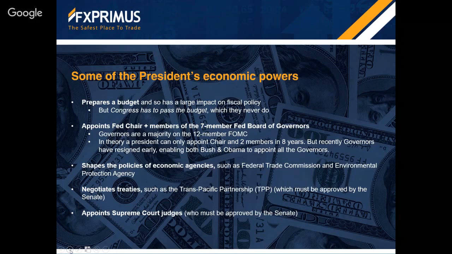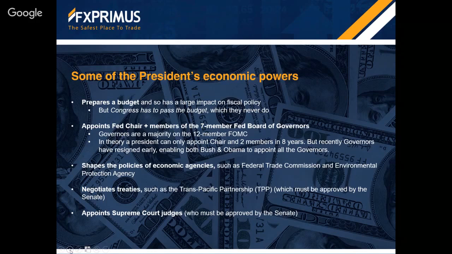But the president presents the budget to Congress, and Congress has to pass the budget. So Congress actually makes the budget. And the fact is, in recent years, they haven't even passed the budget because they can't agree on it. So in theory, the president has this power over the budget, but in fact, the president doesn't.